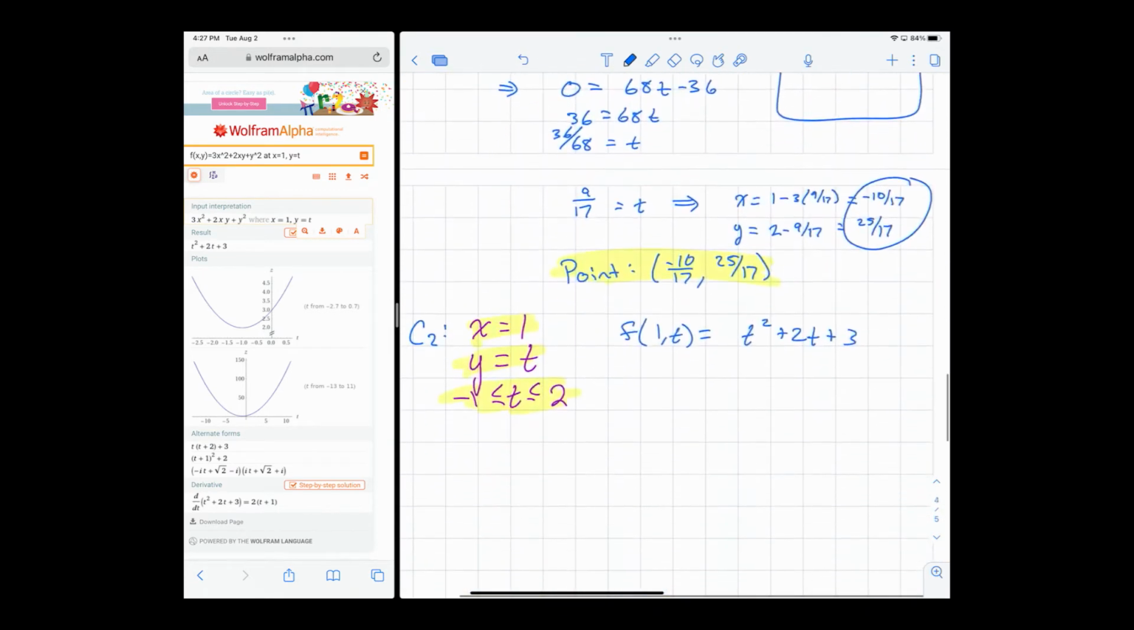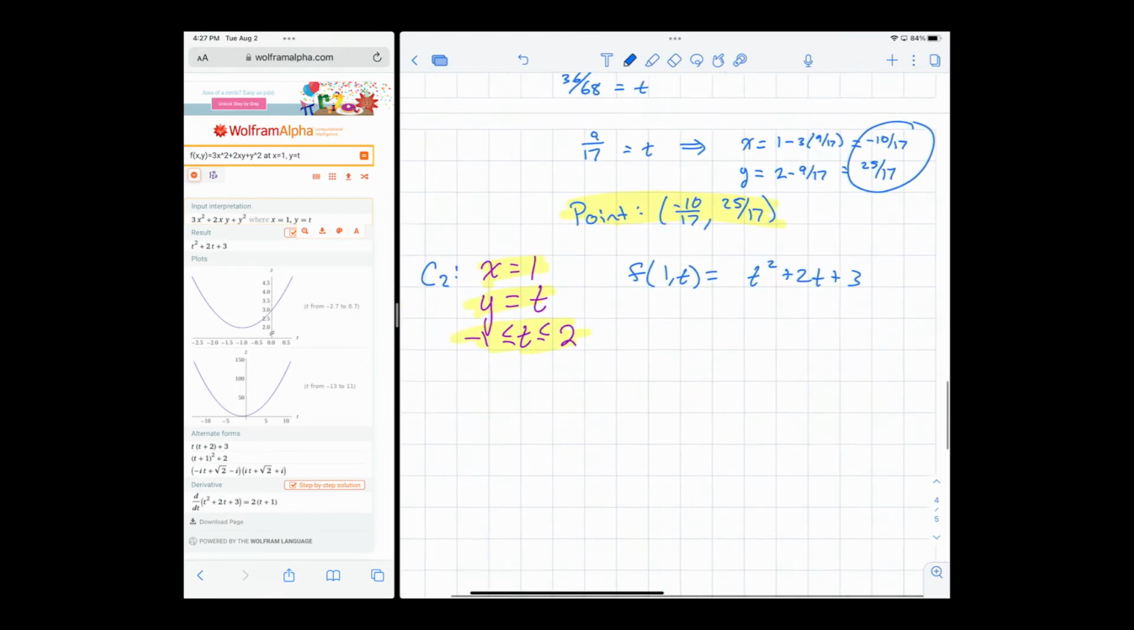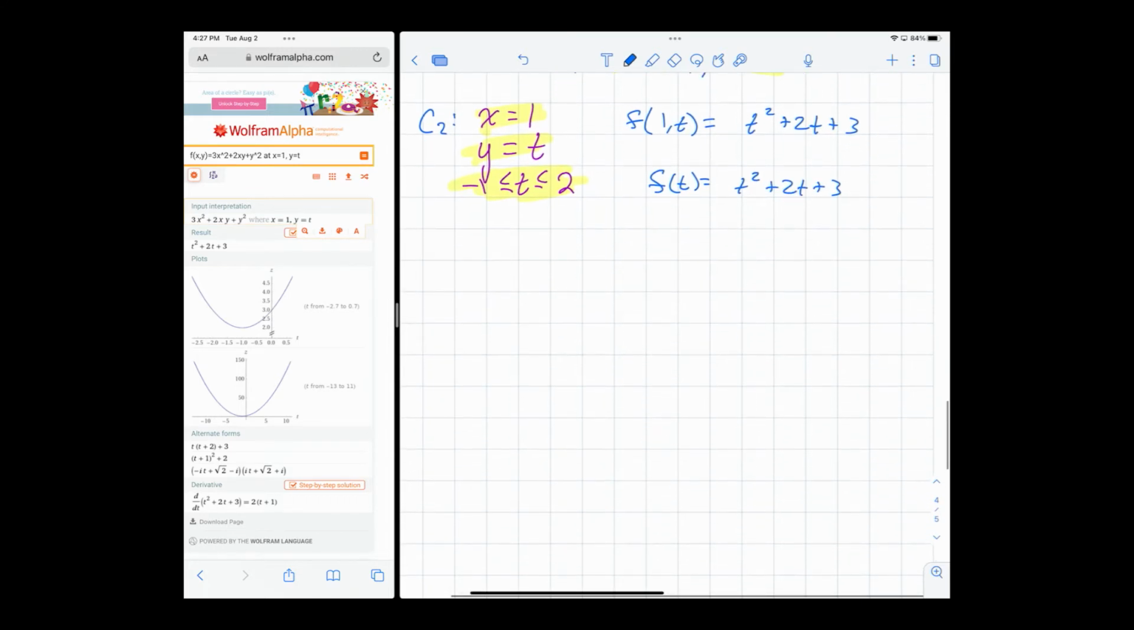Now we've got to look for critical points in this. So now that we've got a new f of t, a different t than before, t squared plus 2t plus 3, we need critical points in that section. So we have to take the derivative, 2t plus 2, and set that equal to 0. So we get negative 2 equals 2t, so t equals negative 1. Now, that happens to be actually the endpoint, right? t equals negative 1 is the endpoint.